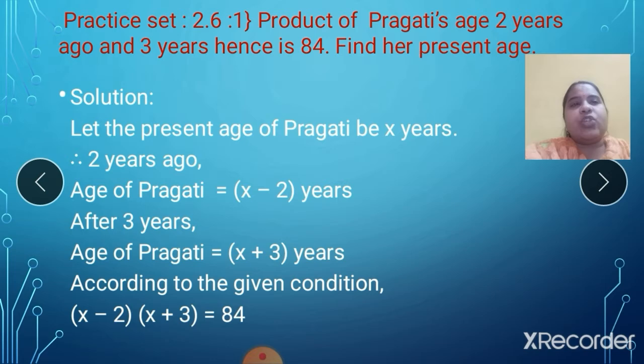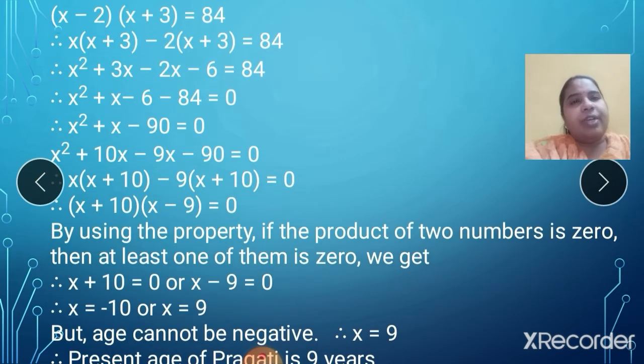I hope you have understood all the important concepts of this sum. First thing is, you should know the meaning of such words: ago, hence and product. Ago means minus, hence means plus, product means multiplication, and accordingly frame this equation. Now after this, we will see how this equation can be solved.